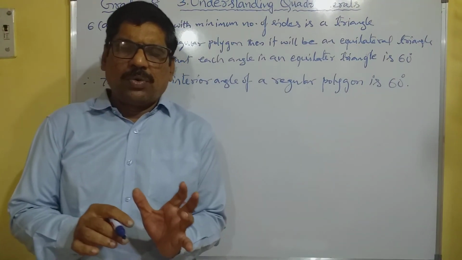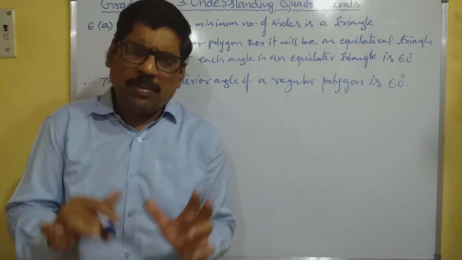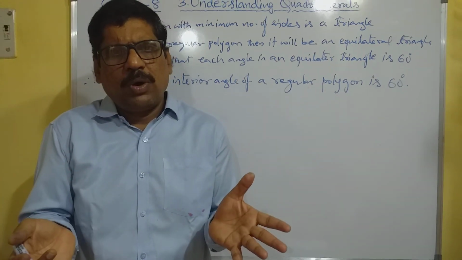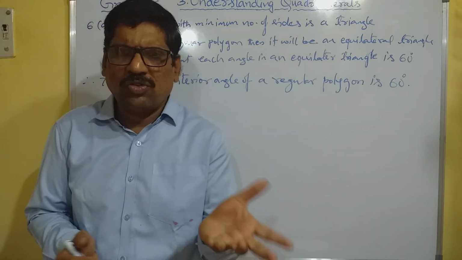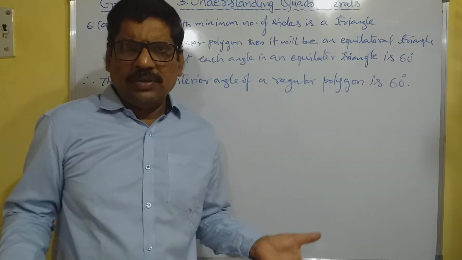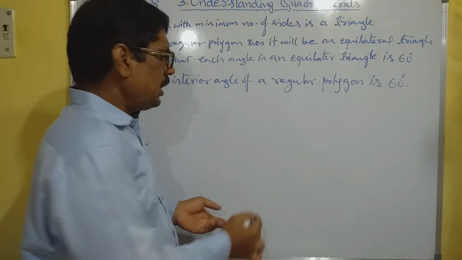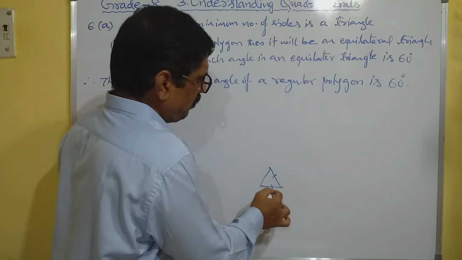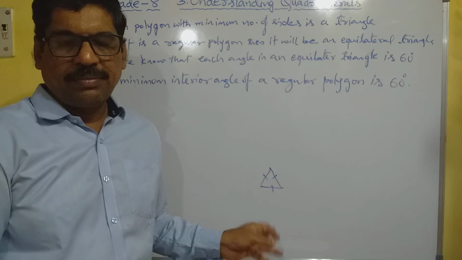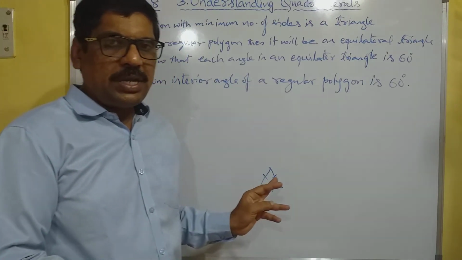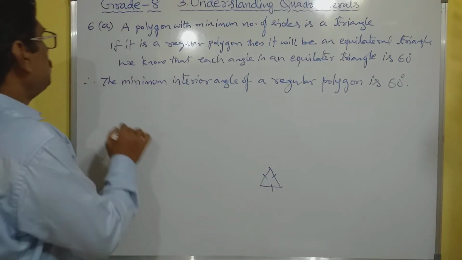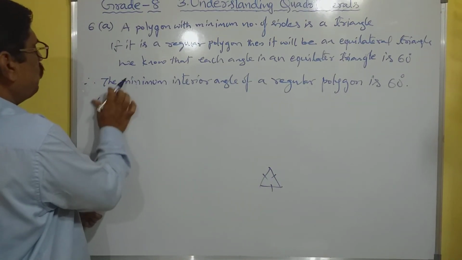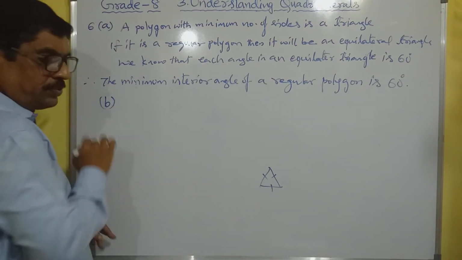So if you try to draw a polygon with minimum number of sides, we cannot draw a polygon with less than 3 sides. So the minimum number of sides is 3 only. So obviously it is a triangle. Triangle is regular, means all sides must be equal. So it is an equilateral triangle. Then what is the interior angle? Each interior angle of an equilateral triangle is 60 degrees. Therefore answer is 60.